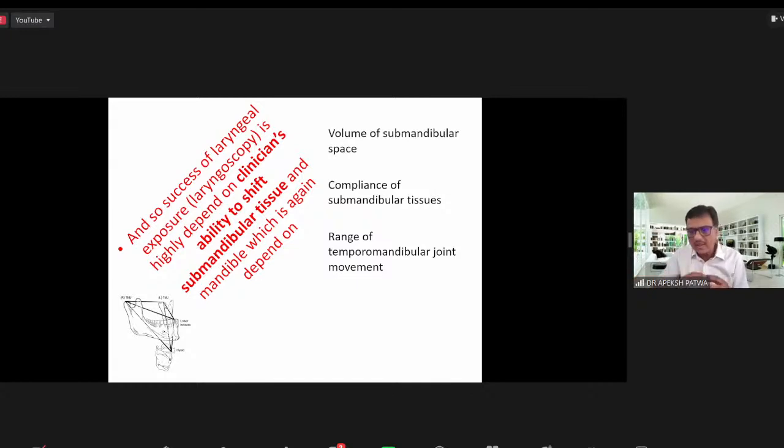Now, look at the range of temporomandibular joint movement. As we know, during the dynamic phase of laryngoscopy, the mandible moves anteriorly forward. But if the joint is not allowing forward movement of the mandible, that leads to difficult laryngoscopy. Range of the stylohyoid ligament: suppose there is calcification in the stylohyoid ligament. We are not able to make the forward movement of the hyoid, which leads to difficult laryngoscopy. And a space-occupying lesion in the upper airway also leads to difficult laryngoscopy. So this concept explains everything about laryngoscopy, and why it becomes difficult.